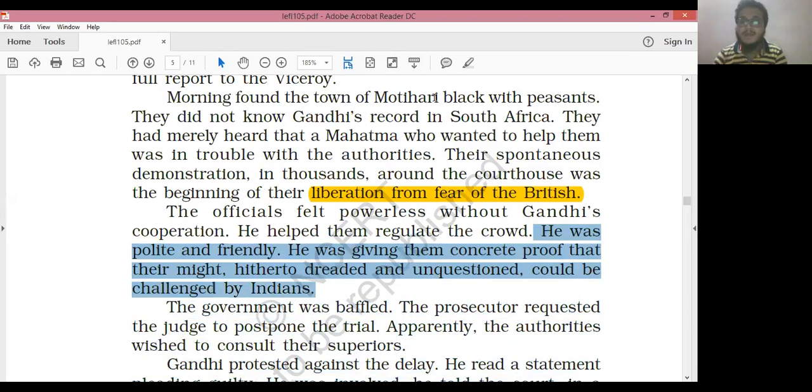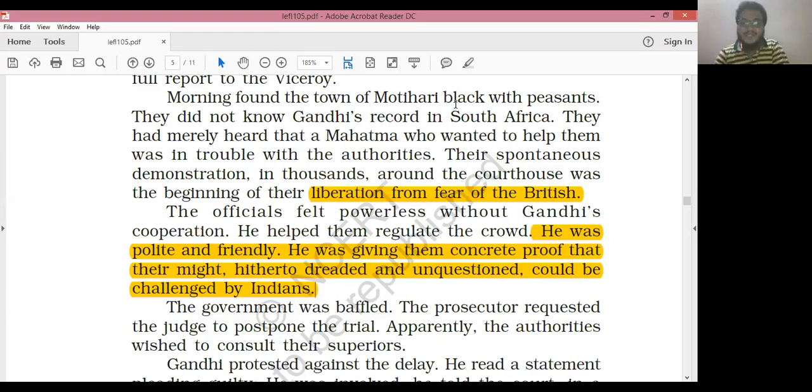What is happening here? Gandhiji was polite and friendly with the people, the masses. He was giving them concrete proof that the might, hitherto dreaded and unquestioned, would be challenged by Indians. Unquestioned means this power had never been questioned by the Britishers, so it would now be challenged by Indians. Gandhiji explained this in a very polite and friendly manner to the gathering, and he was the hero, the champion of that gathering.